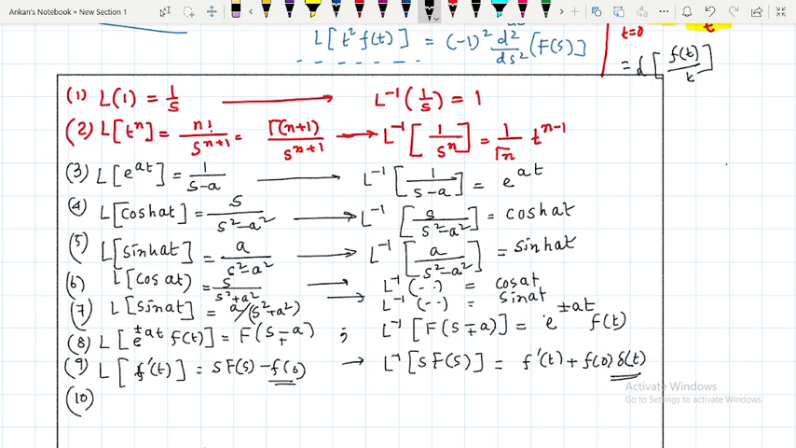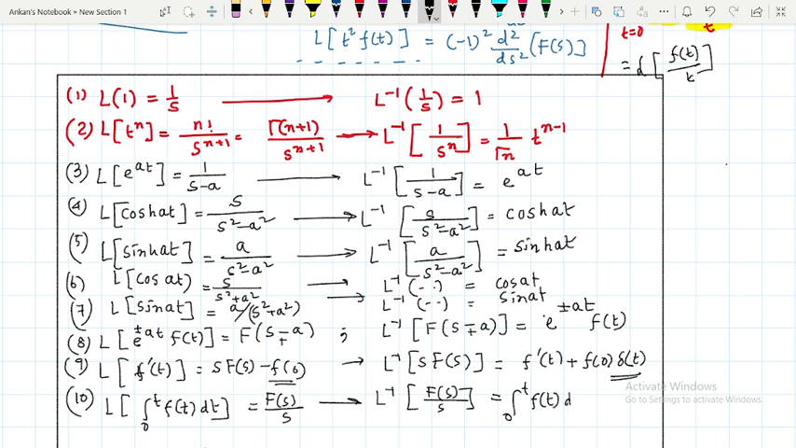Number 10. The Laplace transformation of the integral from 0 to t of f(t) dt we have learned is F(s) by s. So inverse Laplace of F(s) by s is nothing but the integral from 0 to t of f(t) dt.